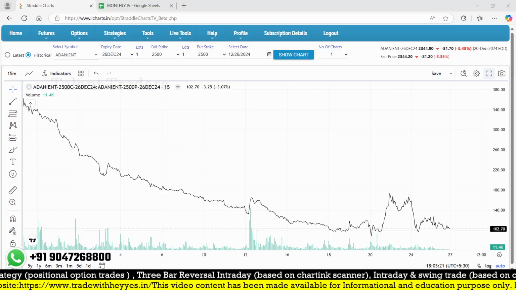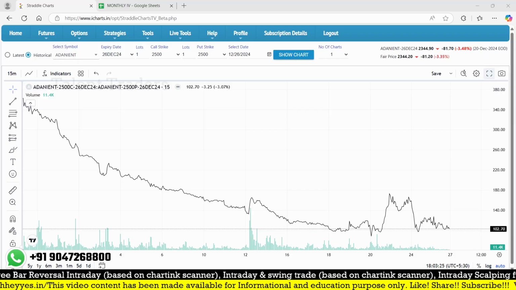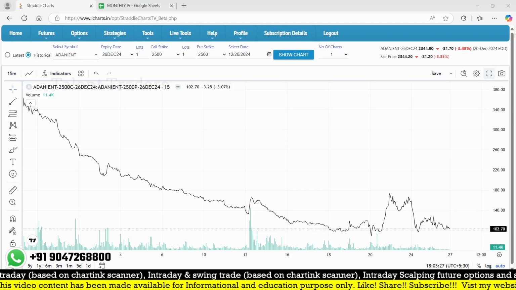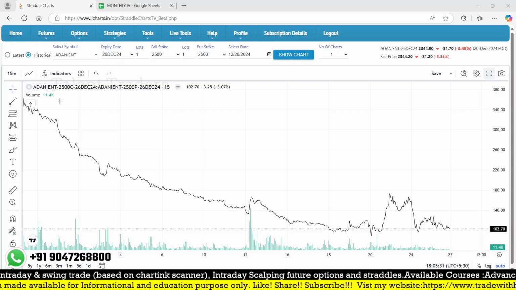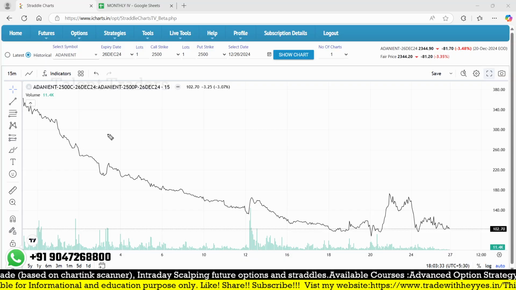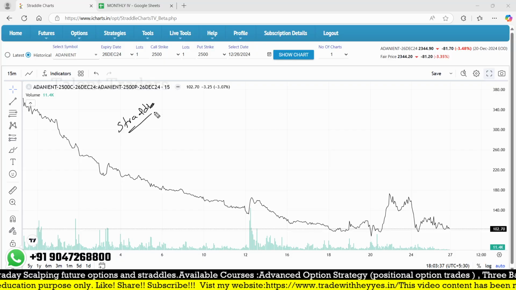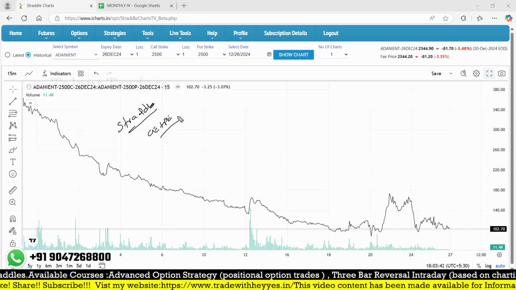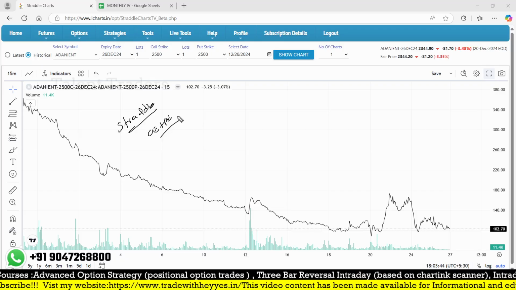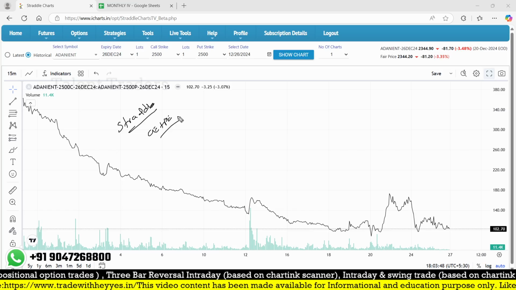For example, this is a stock which I have selected on the December contract. Adani Enterprise 2500. This is not an individual strike price, it's a combination. It is a straddle chart. Straddle means a combination of call plus put premium. So this is a strategy like a straddle, buying a long straddle or a short straddle. Mostly short straddle works, sometimes long straddle works.